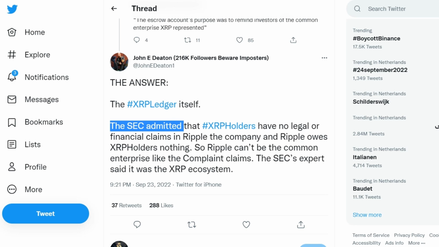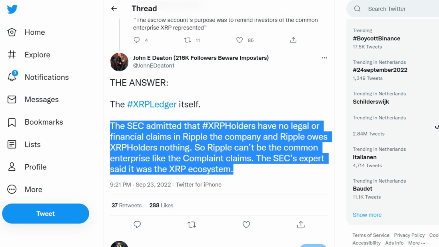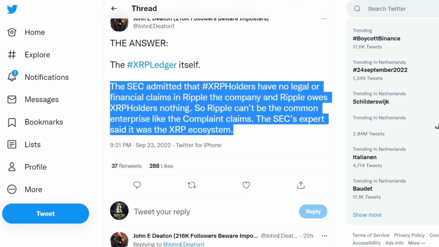The answer: the #XRP ledger itself. The SEC admitted that #XRP holders have no legal or financial claims in Ripple the company, and Ripple owes XRP holders nothing. So Ripple can't be the common enterprise like the complaint claims. The SEC's expert said it was the XRP ecosystem.